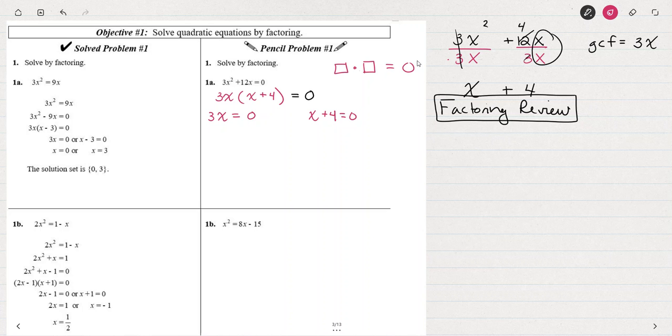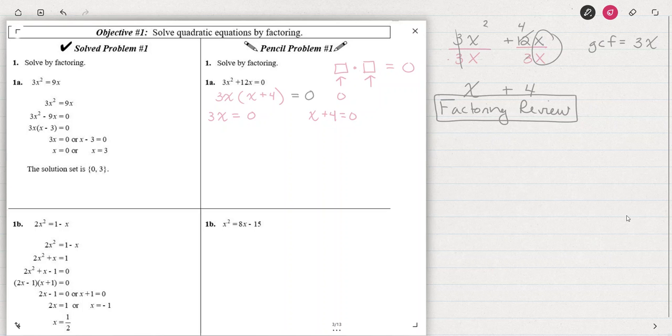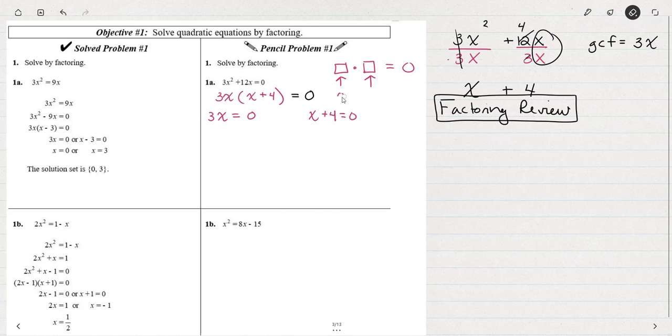Then what we know must be true is that either the first or second or both must be a 0. If this first factor is a 0, then 0 times whatever the second factor is would equal 0. Or if the second factor is a 0, then anything times that 0 would equal 0. Or if they're both 0, 0 times 0 is still 0.